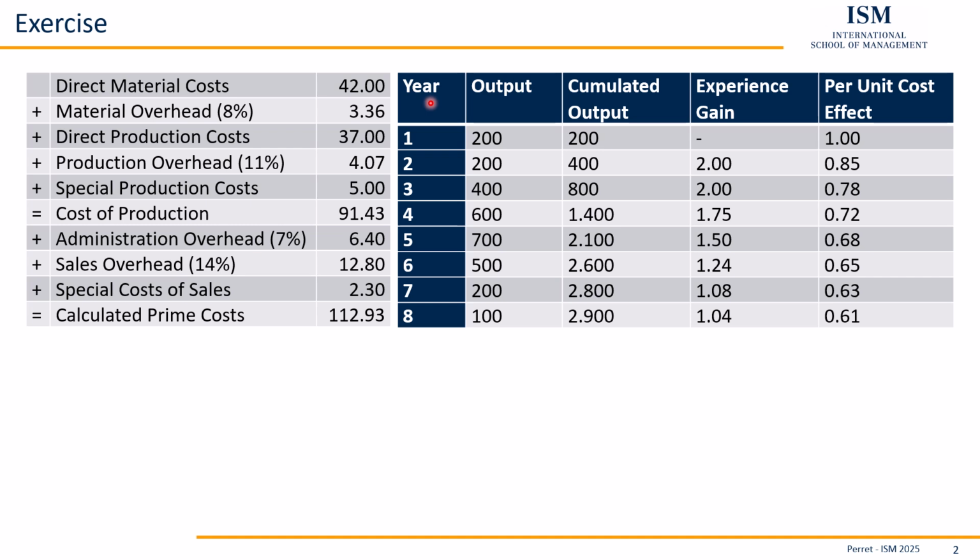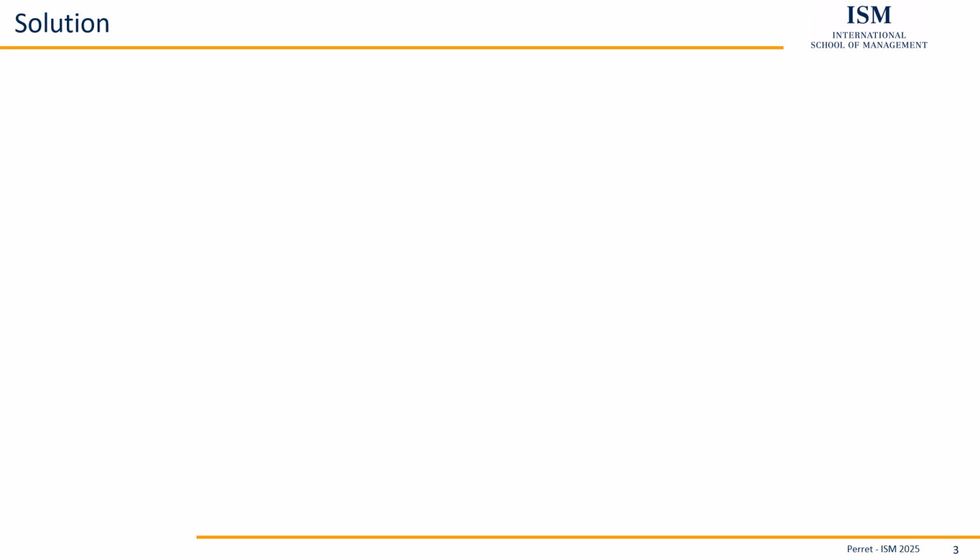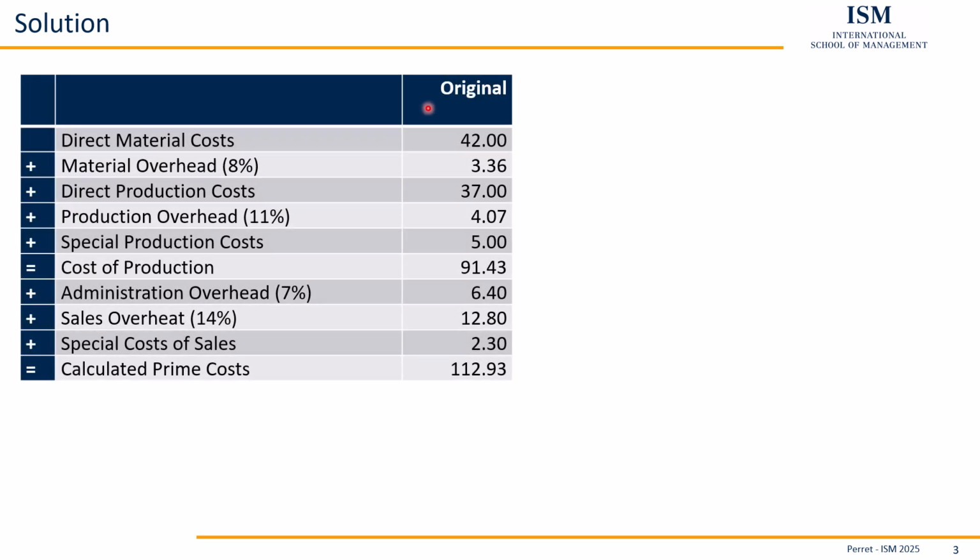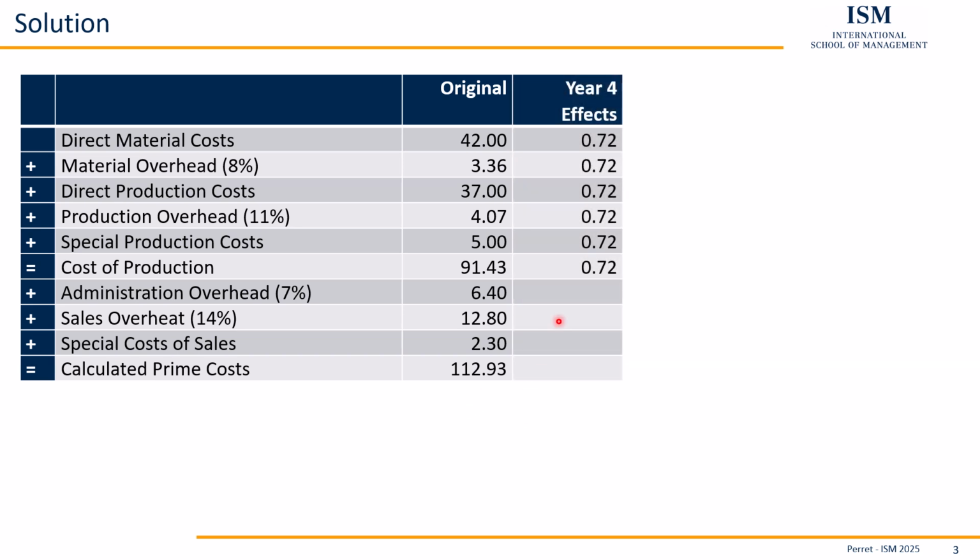What are we supposed to do with this information? We're asked to calculate the expected prime costs in the 4th and 8th year of production. So first with a reduction factor of 0.72 and then with a reduction factor of 0.61. Well, let's step right into it. So I'm copying the current situation. Year 1 is as-is situation. And then for the year 4, we have this multiplier of 0.72.